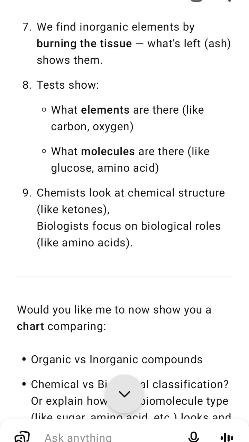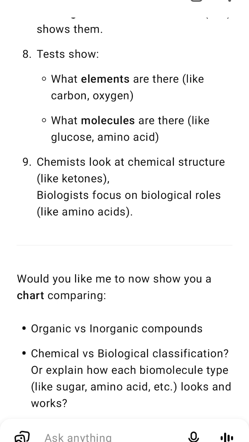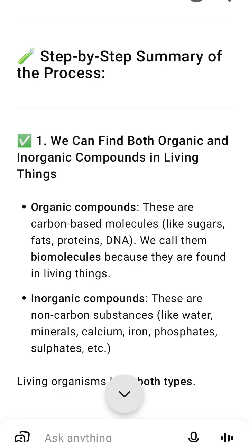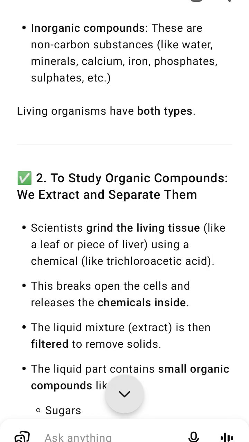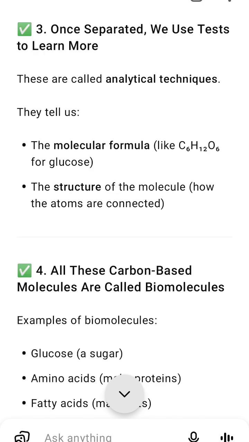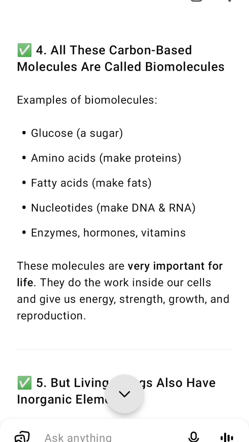7. Inorganic compounds are also found in the extract. Some inorganic salts, like phosphate and sulfate, are also present in the liquid extract from earlier. 8. Types of analysis, elemental versus compound. Elemental analysis tells us what elements are there, like carbon, hydrogen, oxygen, nitrogen, chlorine, calcium, etc. Compound analysis tells us what types of molecules are there, like sugars, proteins, fats, DNA, salts like phosphate and sulfate. 9. Different ways to classify compounds. Chemistry versus biology.